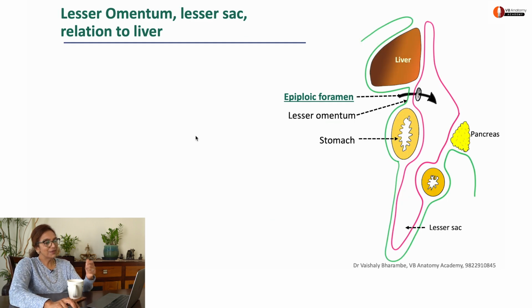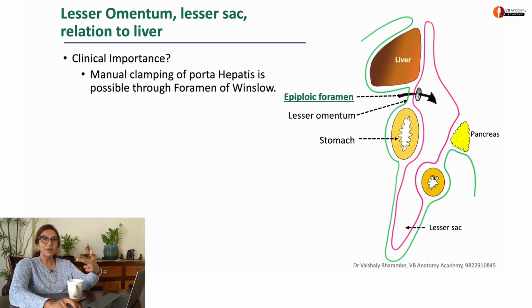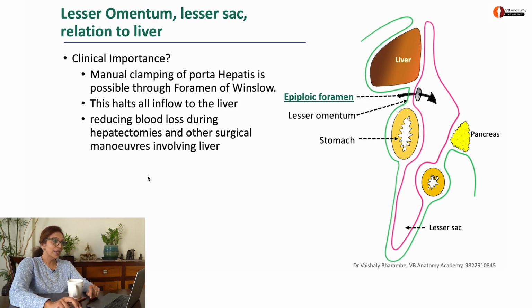Why are we discussing all this? What has it got to do with our liver surgery? Putting a clamp at the right free margin of the lesser omentum stops all blood supply to the liver. In this way, it reduces blood loss during hepatectomies or any other surgery involving the liver. So that knowledge comes in handy here.